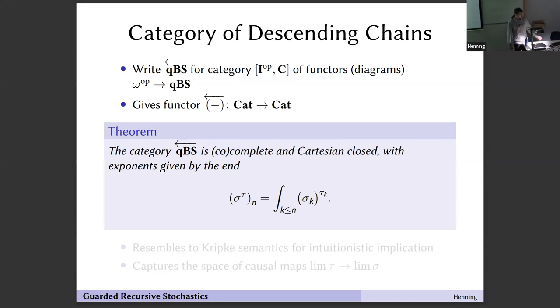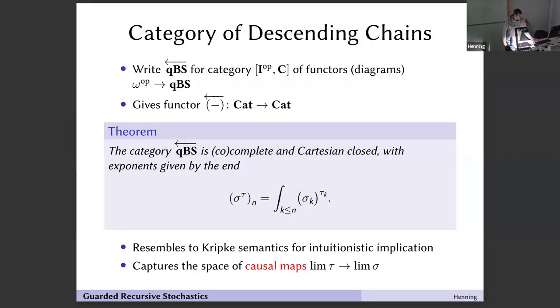And then you can show that you still get a Cartesian closed category, and it still has all the limits and so forth. And this is an encoding of causal maps. If you take a sequence tau and a sequence sigma, they approximate some kind of final coalgebra, then such a map, when it comes from this category, is really what is called a causal map. A causal map is something where a computation at some point can only use information that has appeared somewhere before, nothing later.